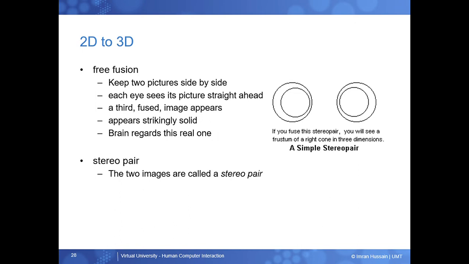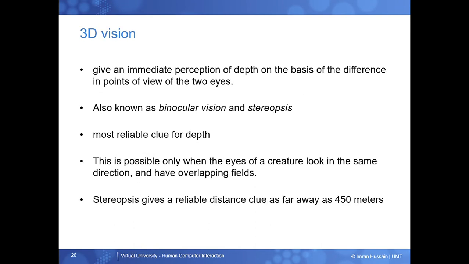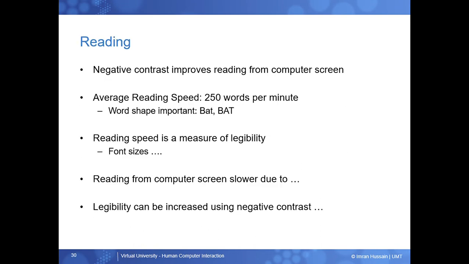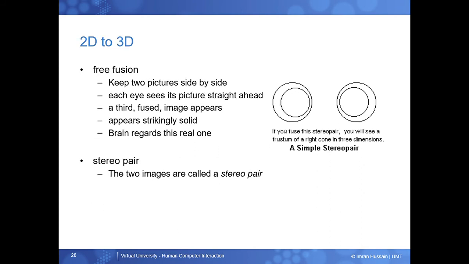Okay, so free fusion: keep two pictures side by side. Each eye sees its picture straight ahead. A third fuzzy image appears, strikingly solid, and the brain regards this as real. Ano daw? Basta yan. So the two images at this side are like a stereo pair. If you use the stereo pair, you will see a frustum of a right cone in 3 dimensions. Ay, shit, bumalik. Sorry.